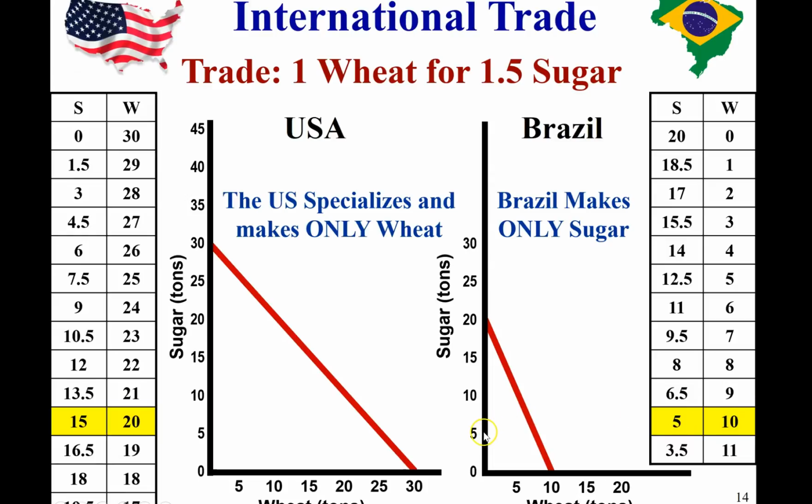So go to that point on the graph, and you'll see that 5 and 10 is a point just right here, just outside of their production possibilities frontier. Normally, that point would be unattainable given current resources, but trade makes it possible for them to consume at a point beyond their production possibilities frontier. So that's a really important thing to understand, because the gains from trade are consumption gains.